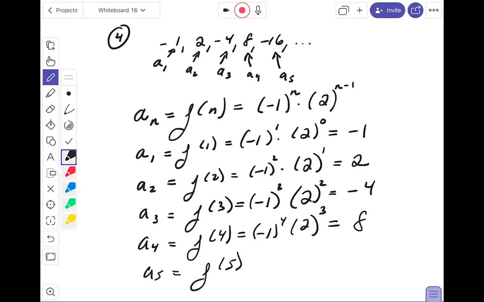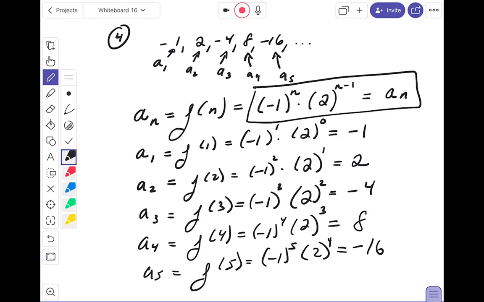Again, a counter to check. That'll be minus 1 to the 5th power. And then when you get over there, 2 to the 4th power. Minus 1 to the 5th power is a negative number, and 2 to the 4th power is 16. It seems to be working out beautifully. So I'm going to say this is a nice formula. I'll write this down for you, for AN.